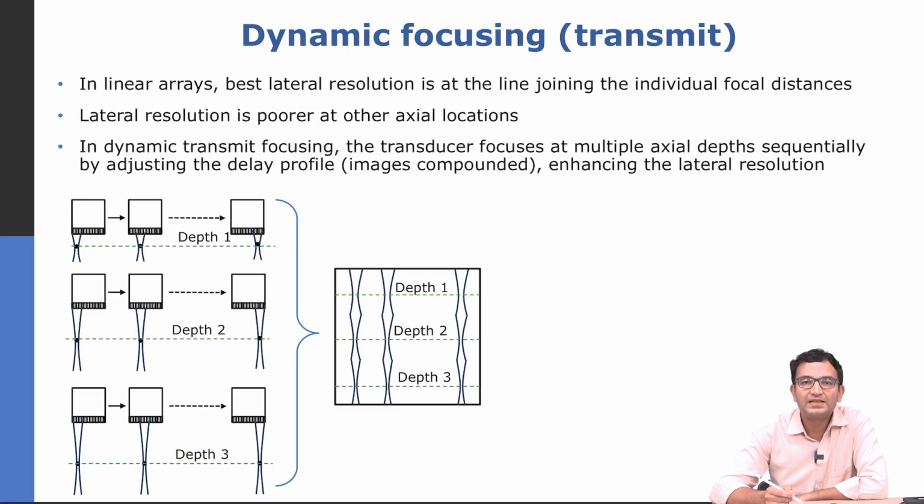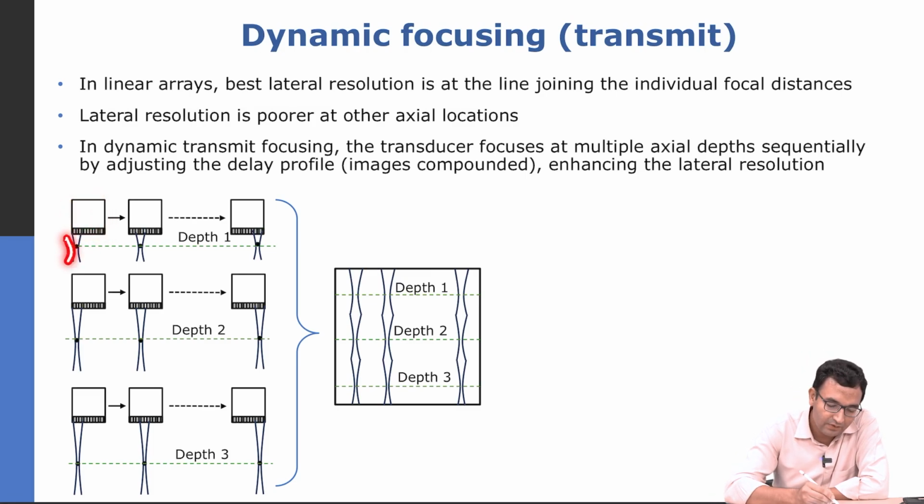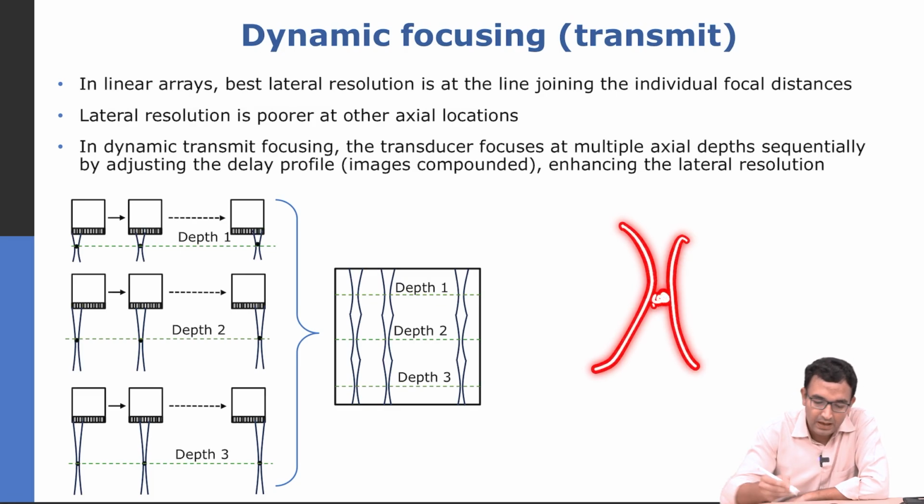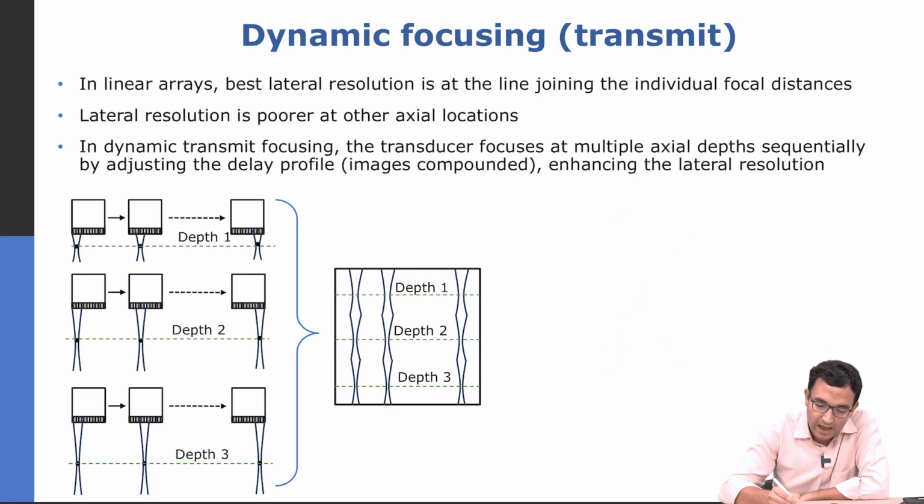Okay, now let's discuss dynamic focusing. What do we mean by dynamic focusing? It turns out you can do dynamic focusing in transmit as well as in receive. Here is an example where you have a linear array and I am firing it in a focused transmit mode. I select a bunch of elements and I fire, and that creates a beam, and this beam will have a certain profile and it will focus at a particular depth.